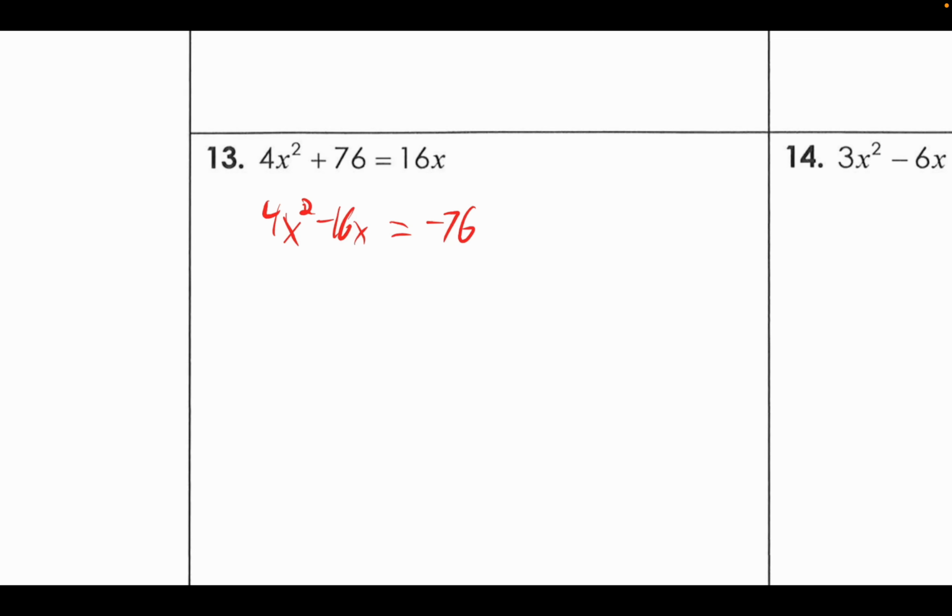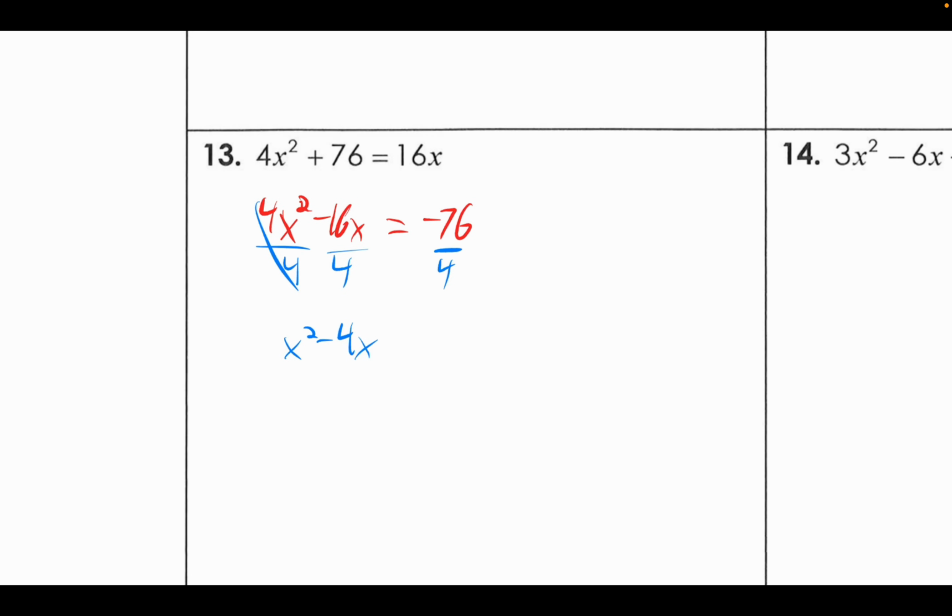So I subtracted 76 from both sides. I subtracted 16x from both sides, and this was my result. Now I will go ahead and divide everything by 4 and get x² - 4x equals, let me leave room for the plus blank, equals -19. Then I will go ahead and put the plus blank, knowing that half of -4 is -2.